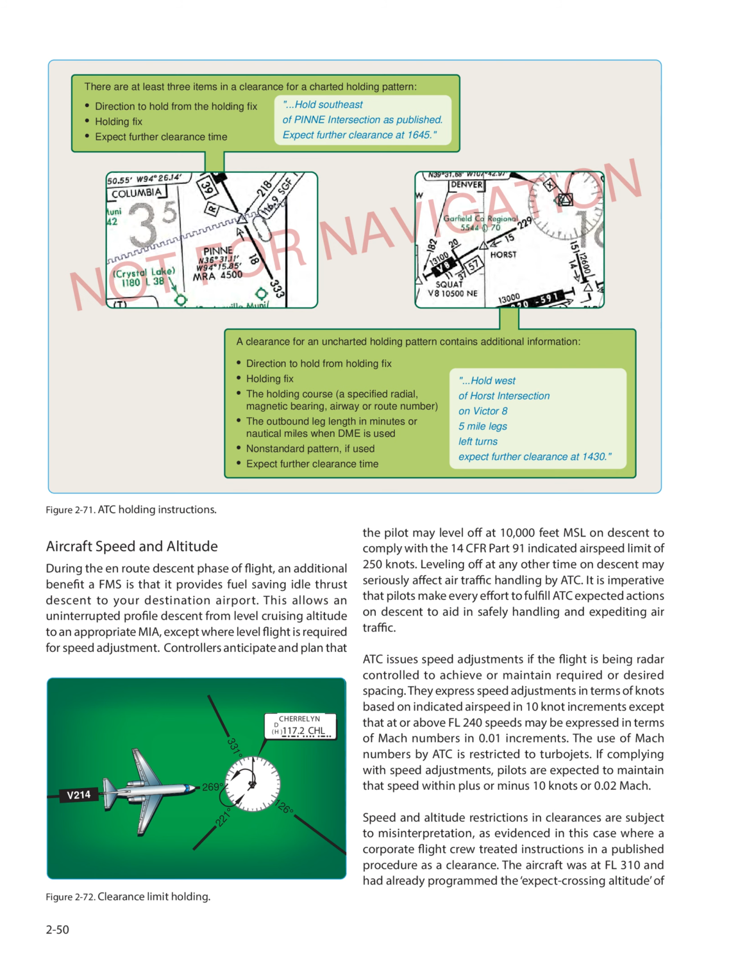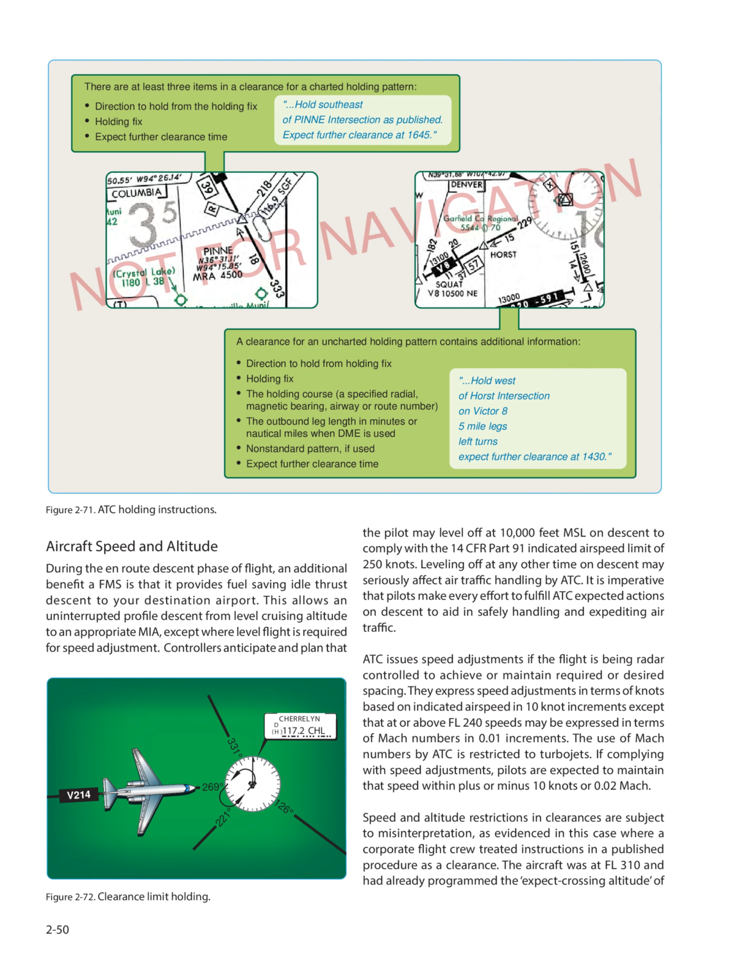The use of Mach numbers by ATC is restricted to turbojets. If complying with speed adjustments, pilots are expected to maintain that speed within plus or minus 10 knots or 0.02 Mach. Speed and altitude restrictions and clearances are subject to misinterpretation, as evidenced in this case where a corporate flight crew treated instructions in a published procedure as a clearance.